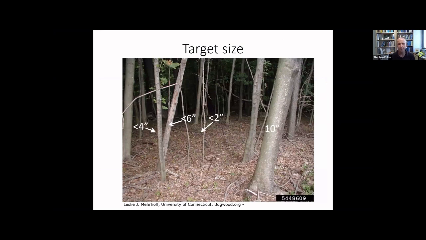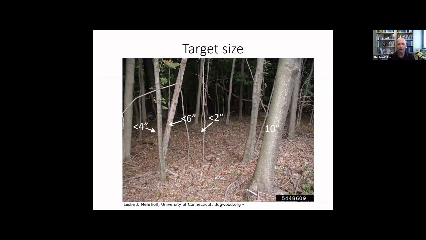Target size is always a big one. Here's a range of Norway maple, everything from less than 2 inches to right under 4-inch diameter, DBH tree, about a 6-inch, and then somewhere upwards of 10 inches there. And oftentimes we're wrestling and addressing multiple size species.